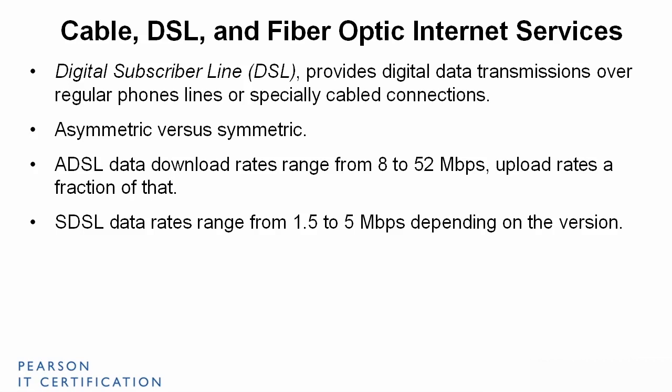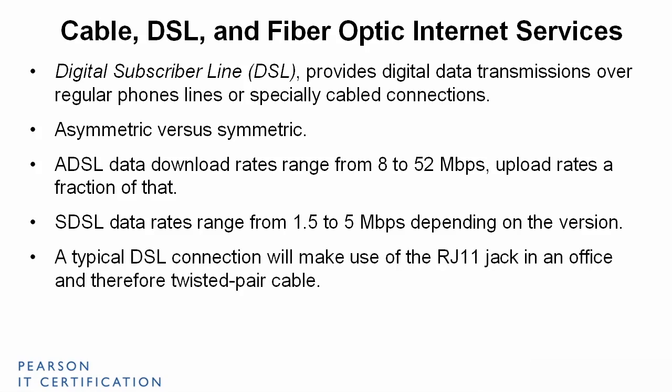The other one is SDSL, or symmetric DSL, and this is usually installed to companies as a separate line, and it's more expensive, but it has less latency. It's a more solid connection, and the upload and download rates are the same, anywhere from 1.5 to 5 megabits per second or thereabouts, depending on the version. But you can pretty much be guaranteed that you're going to get a solid connection with SDSL.